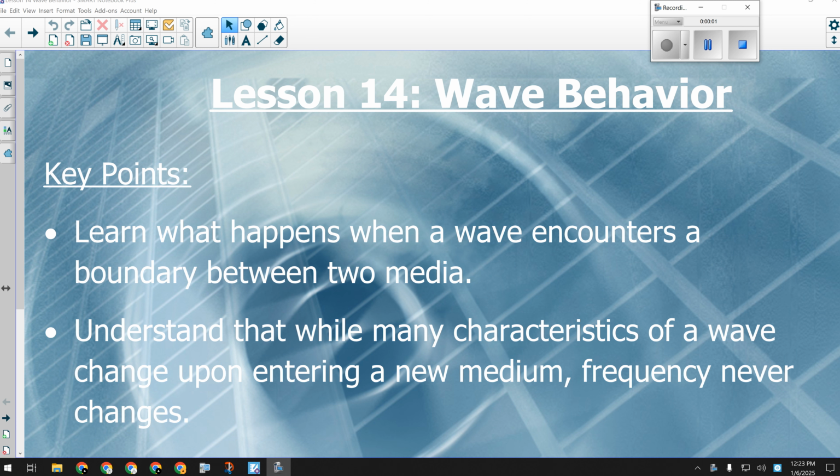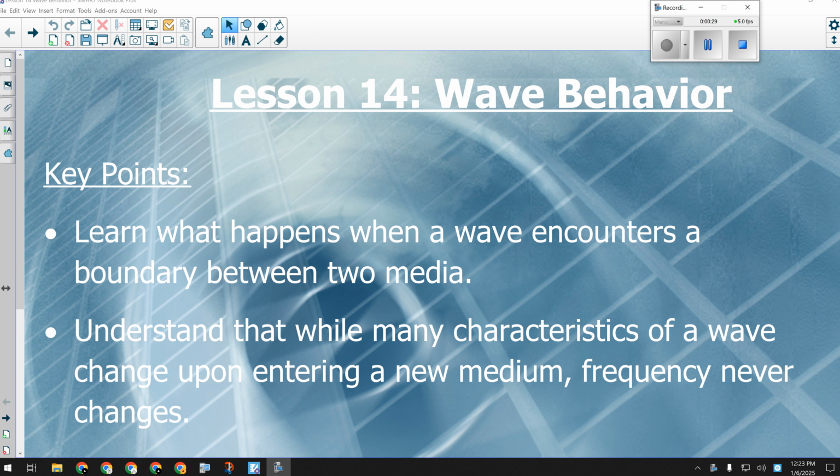Okay, right before Christmas, we talked about interference, which is what happens when two waves try to occupy the same space at the same time. And we said that there were two kinds of interference. Constructive interference, where the two waves are meeting and they're in phase and the amplitude increases, or destructive interference, where the waves are opposite or out of phase and the amplitude of the waves decreases.